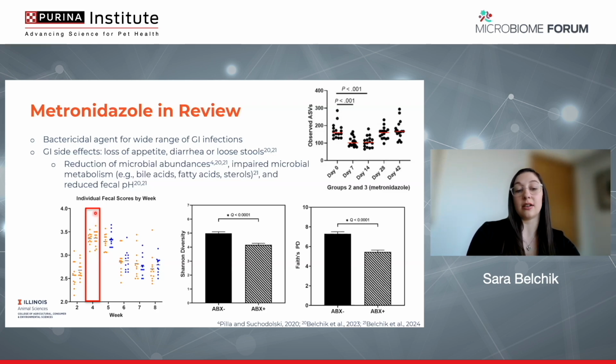It was similar to the fecal scoring system of Dr. Torreson's as well. Then the two figures on the right show alpha diversity parameters, signifying that there's a huge reduction in overall diversity before and after antibiotics.